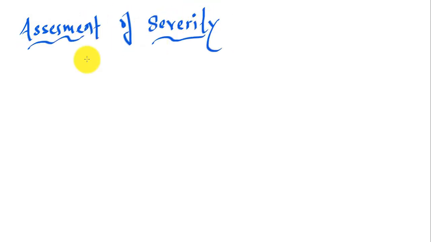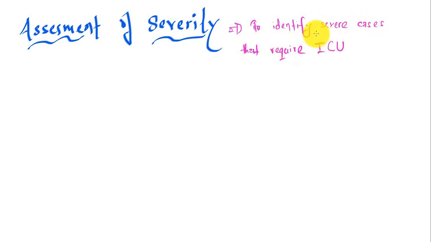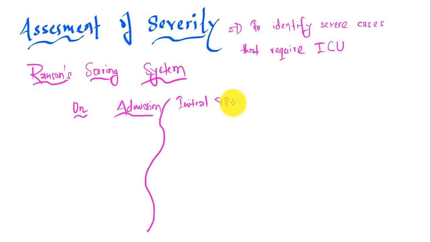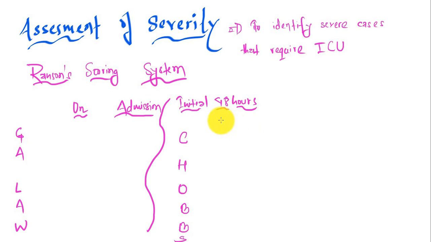Assessment of severity in case of acute pancreatitis is done in order to identify severe cases that require ICU. Ranson's scoring system: we perform some investigations on admission, and some in the initial 48 hours. On admission, the mnemonic is GA LAW, and in the initial 48 hours, the mnemonic is CHOPS. It is named after a person.